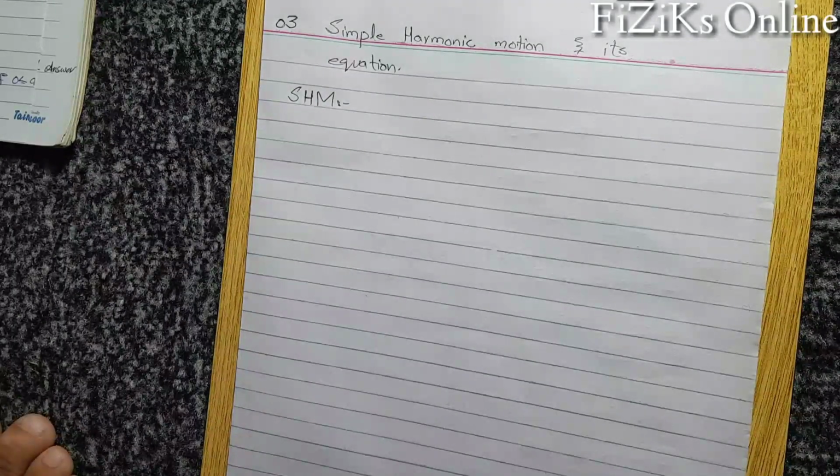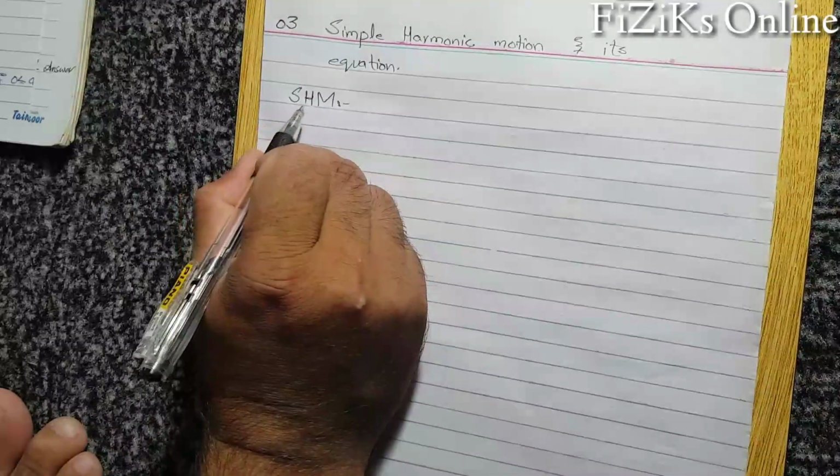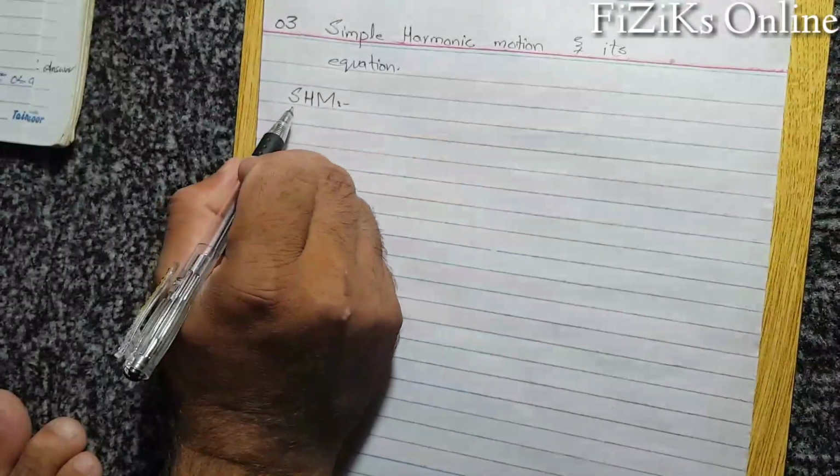Today's lecture is on simple harmonic motion and its equation. We will study simple harmonic motion, what is a simple harmonic oscillator, and we will derive the equation for the simple harmonic oscillator. We will derive expressions for velocity, acceleration, and time period. So let's start. What is simple harmonic motion?